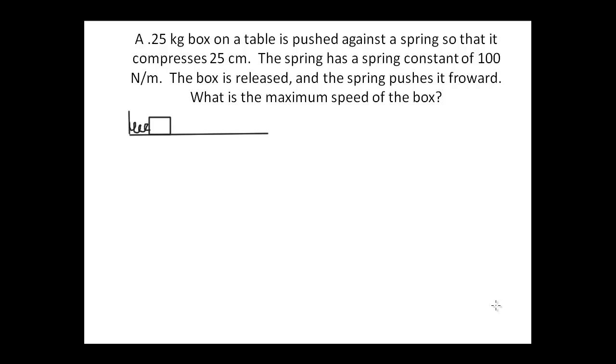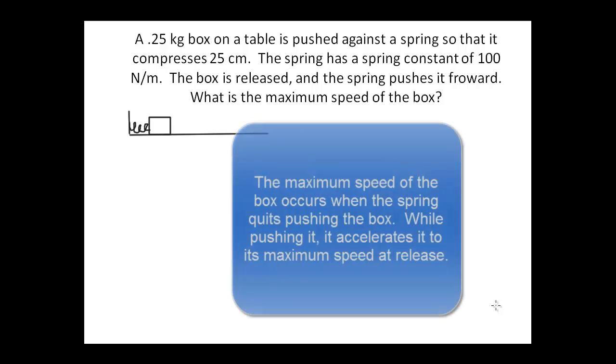A 0.25 kilogram box on a table is pushed against a spring so that it compresses 25 centimeters. The spring has a spring constant of 100 newtons per meter. The box is released and the spring pushes it forward. What is the maximum speed of the box?